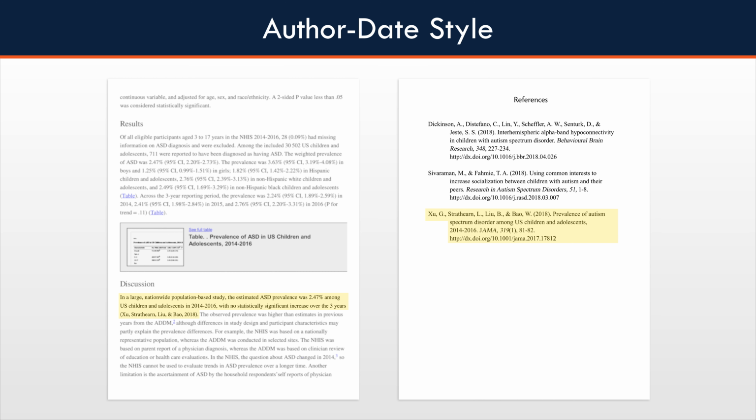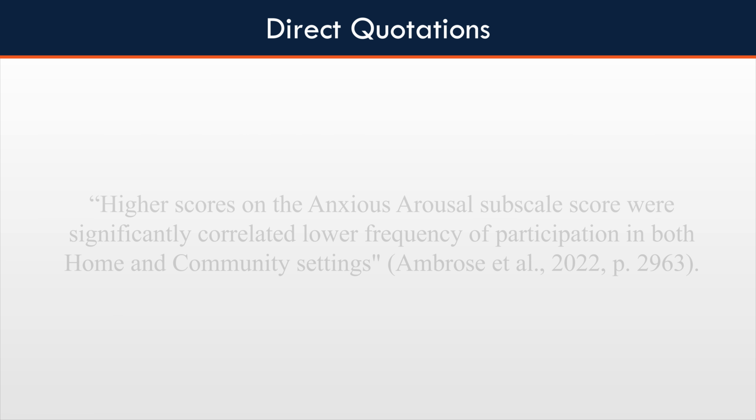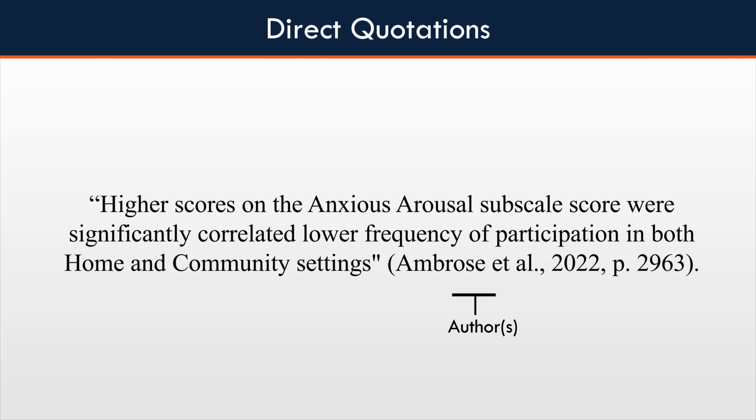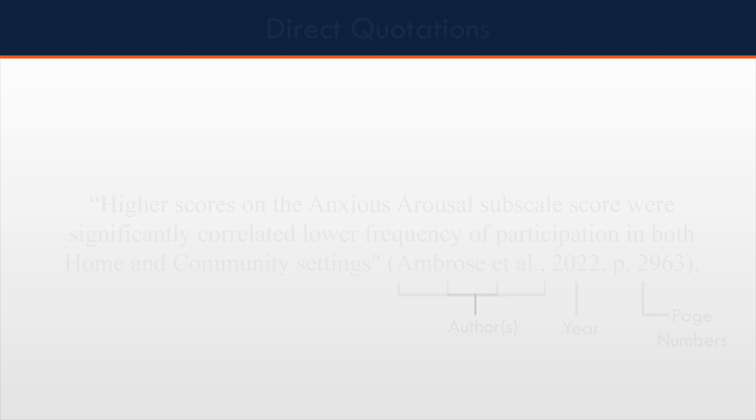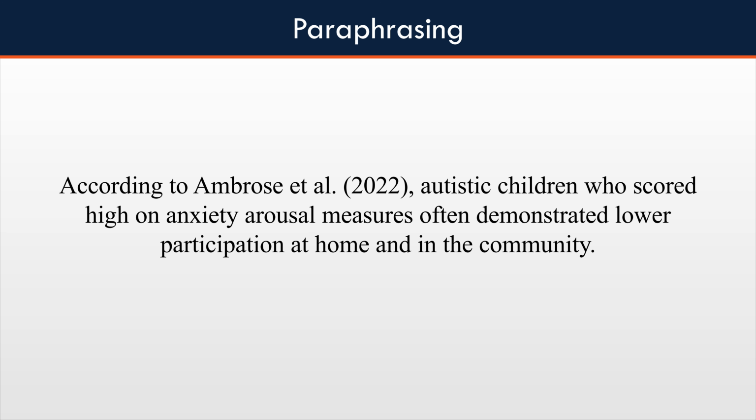When you reference a source in your paper, you can do so in a couple of ways. One way is to have a direct quotation. With a direct quotation, authors, year, and page numbers are included. Another way to cite an article is by paraphrasing it. When you paraphrase, only the author and year are required.